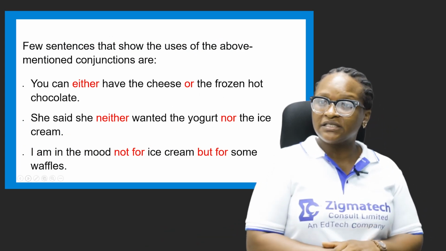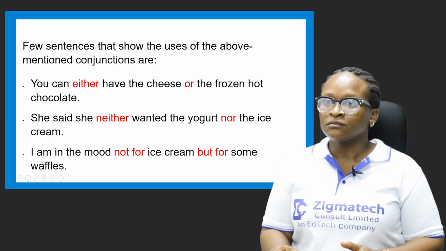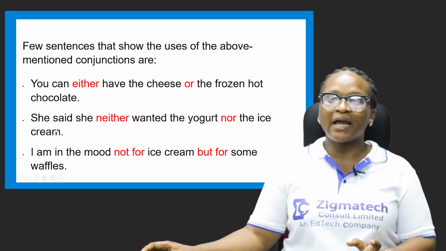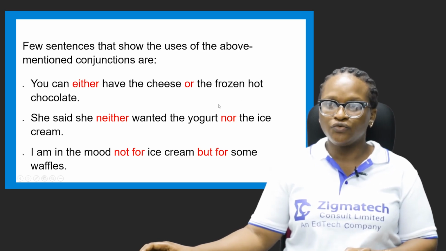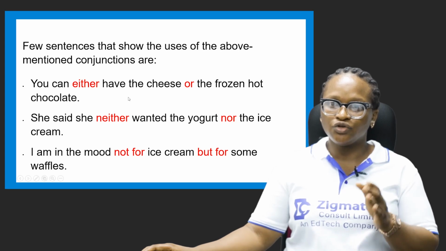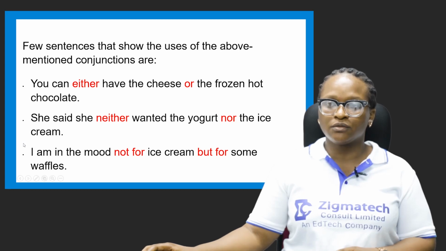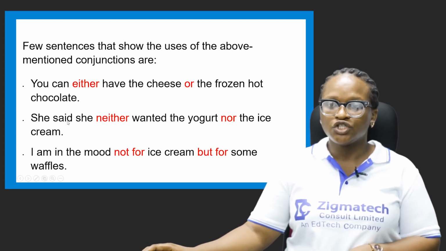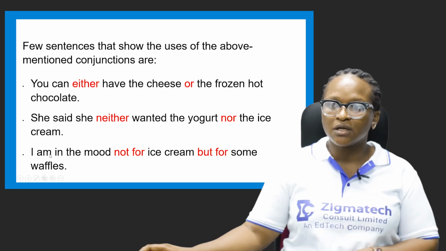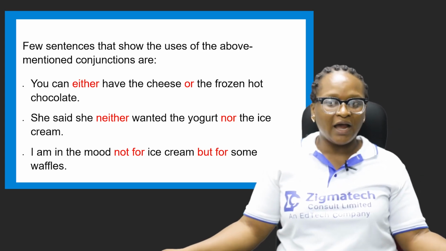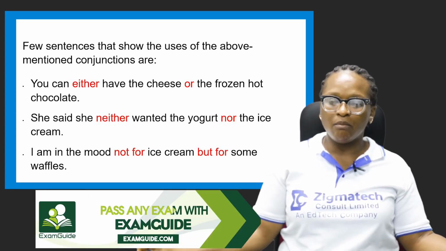All right, so we have a few sentences that show the uses of the above mentioned conjunctions. You can either have the cheese or the frozen hot chocolate. So please, the words in red are the correlative conjunctions. She said she neither wanted the yogurt nor the ice cream. All right, the final example says, I am in the mood not for ice cream, but for some waffles.